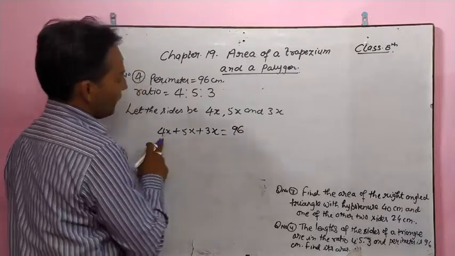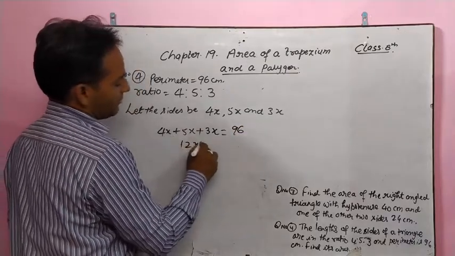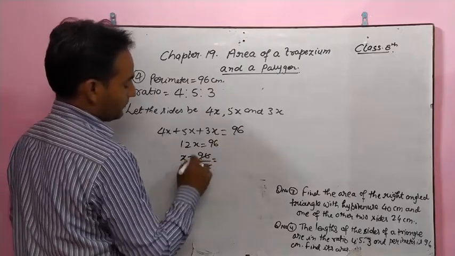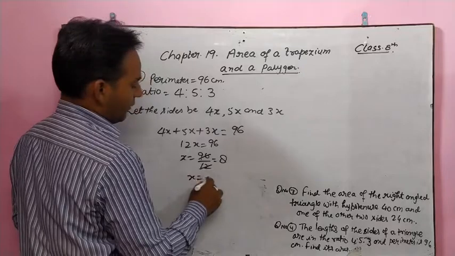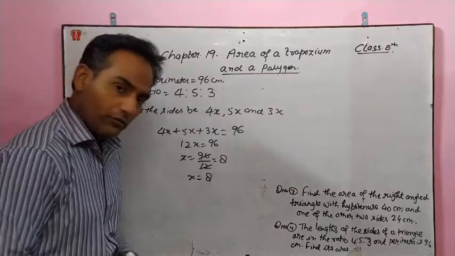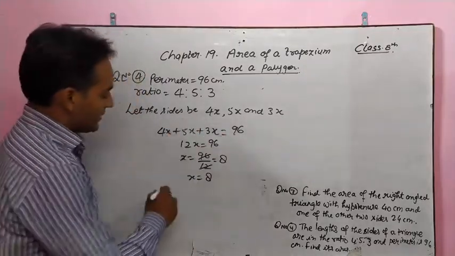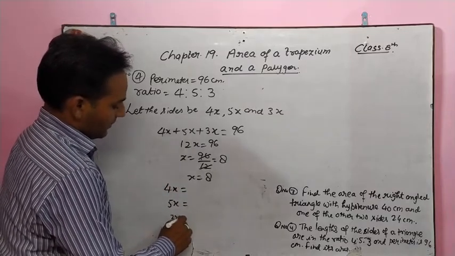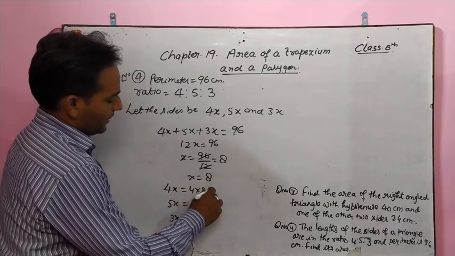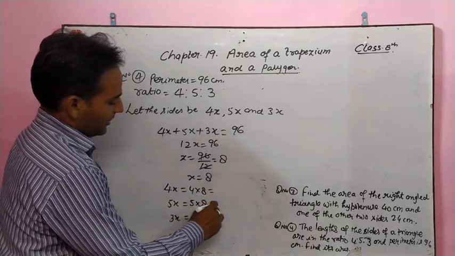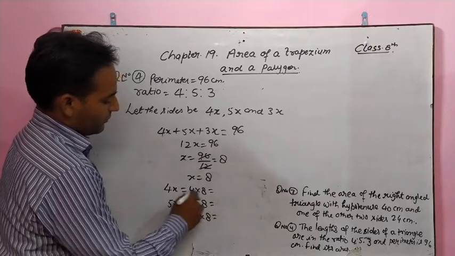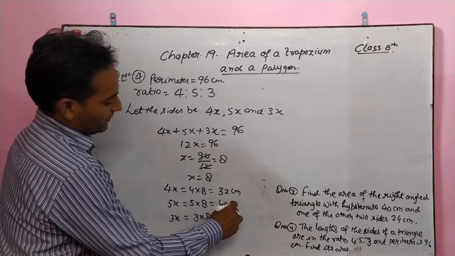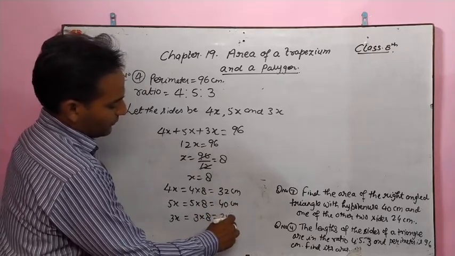Now if perimeter is given, so sum of all the three sides is given. 96 centimeter, 4, 5, 9 and 3, 12x is equal to 96. x will be 96 upon 12, that is 8. So value of x we have got. If we have got the value of x, then we can find the sides. 4x, 5x and 3x. 4 into 8, 5 into 8, 3 into 8. 4 eights are 32 centimeter, 5 eights are 40 centimeter, 3 eights are 24 centimeter.